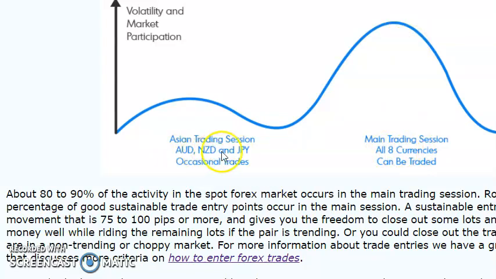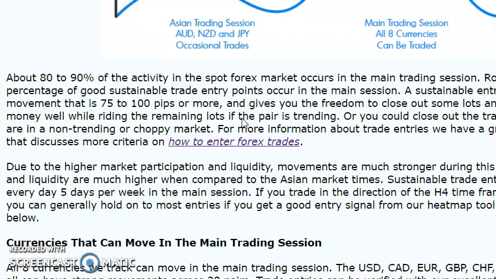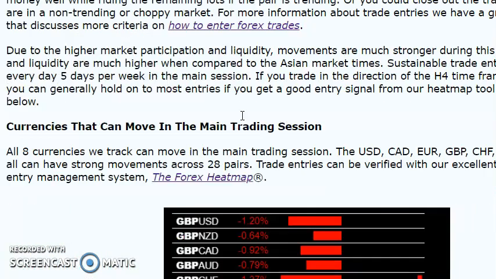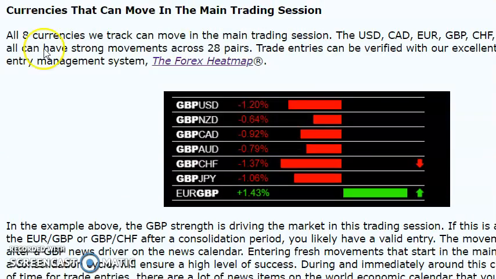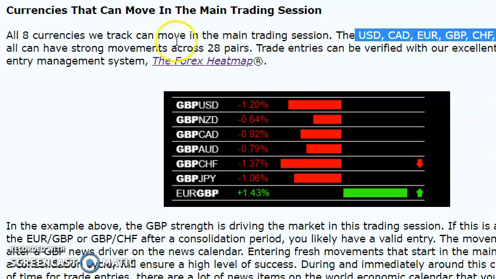But in the Asian session, you can only trade Aussie and New Zealand dollar and yen pairs, because that's where they're located. And the volatility is low and the movements are usually smaller. All right, so the currencies that can move in the main trading session are all 8 of the currencies that we trade. US dollar, all the European currencies, even the Asian currencies like the yen and the New Zealand dollar. We trade 8 currencies in 28 pairs. Forex Early Warning. Okay, and you can trade all of them in the main trading session.